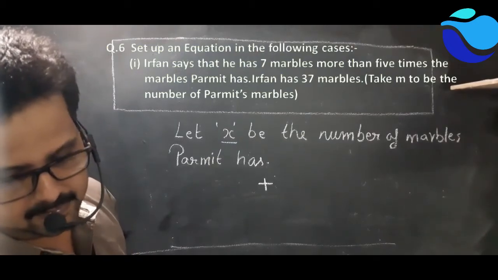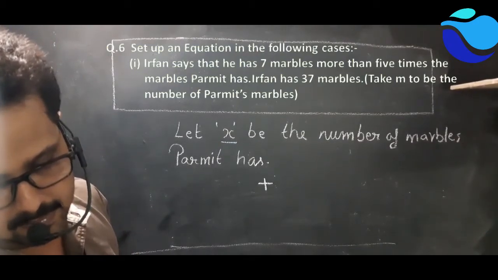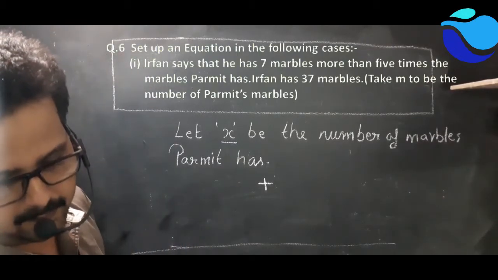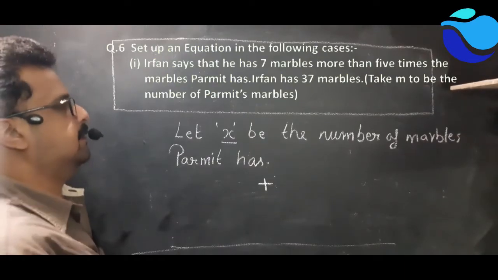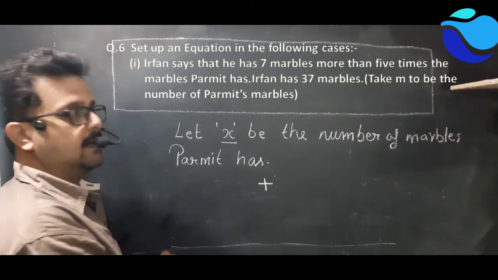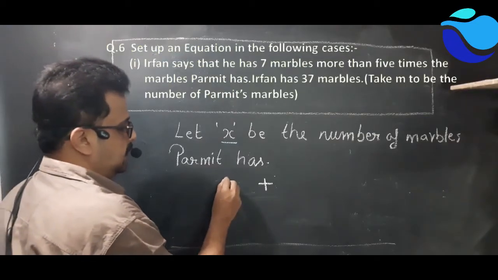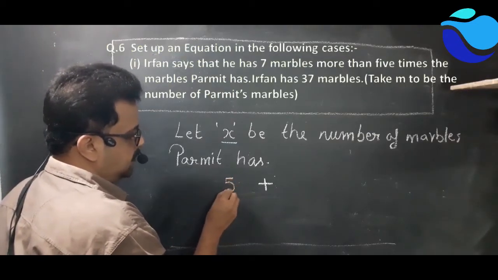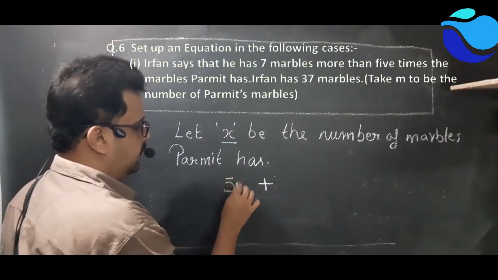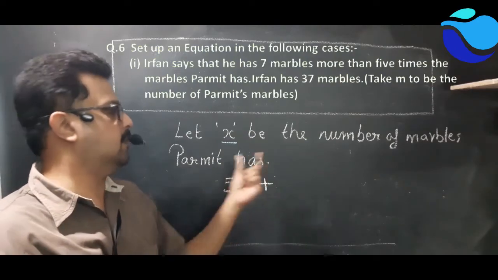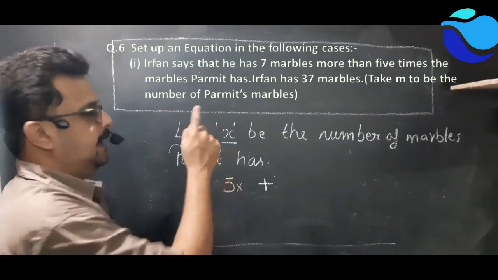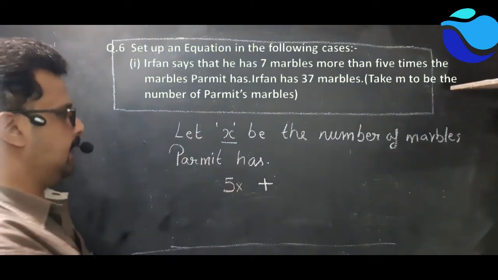7 marbles more than 5 times the marbles Parmit has. 5 times, I have already told you, 5 times means you have to write 5 into. 5 times the number of marbles Parmit has. We don't know how many marbles she has, but we have given x as the number she is having now.